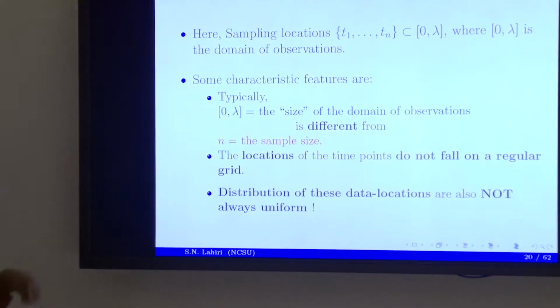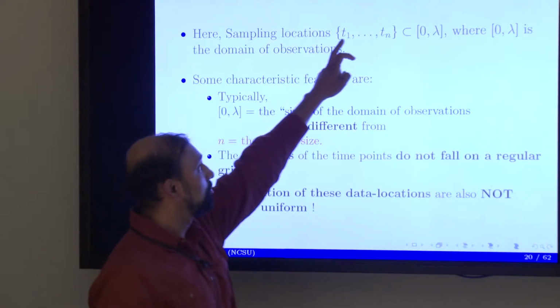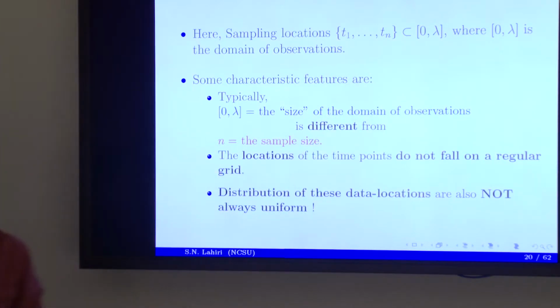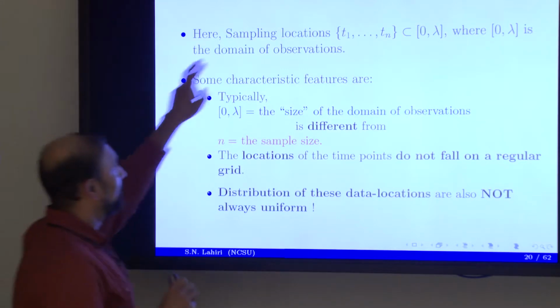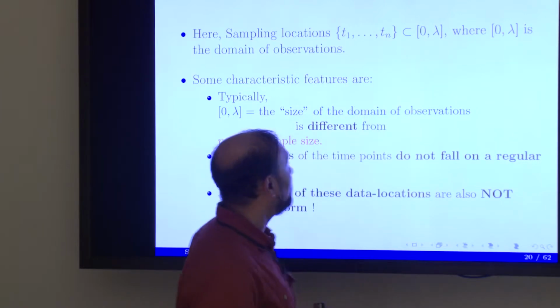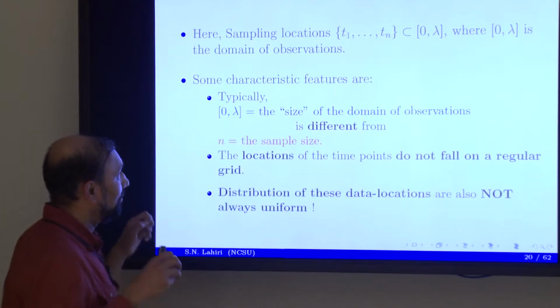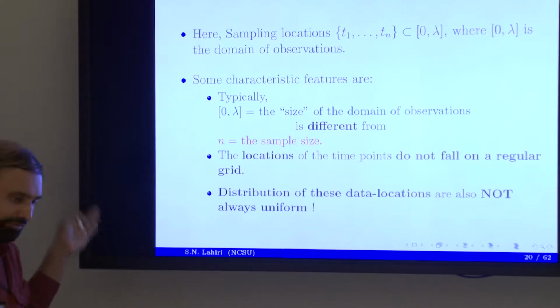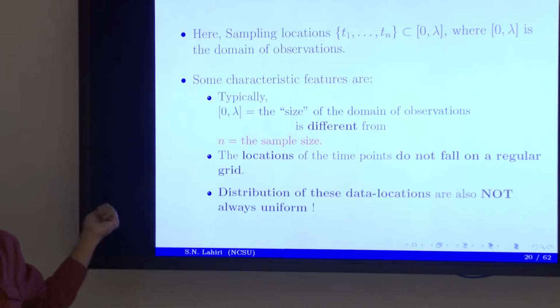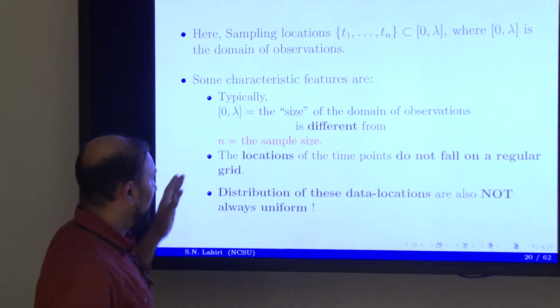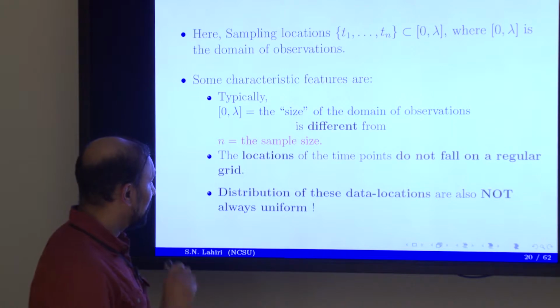So again, we are going back to the same notation, T1 through Tn, which in the next slide will become S1 through Sn, but we still have those n time points in some interval 0 to lambda. So lambda here is the domain of observations, like from January up to December in that last example. And n would be the number of data locations at which you have observations.